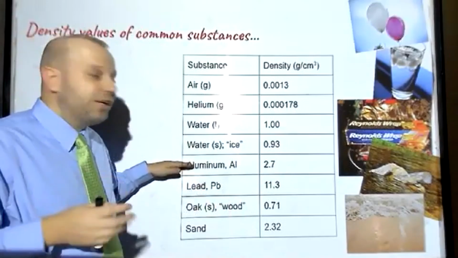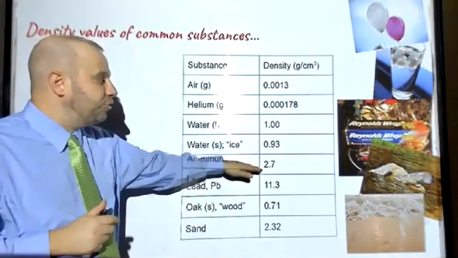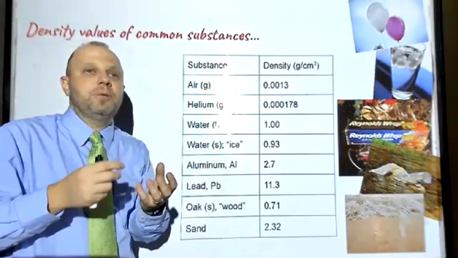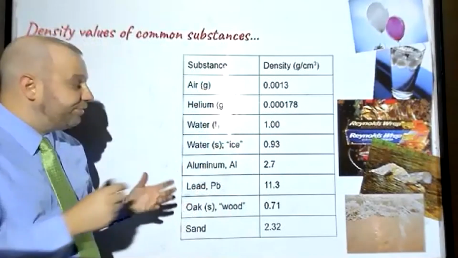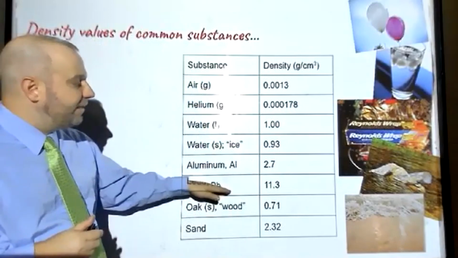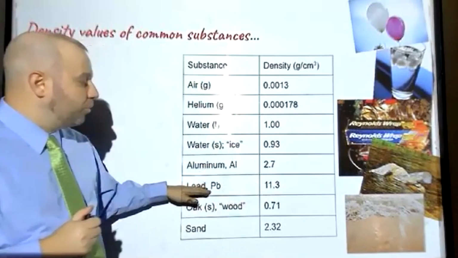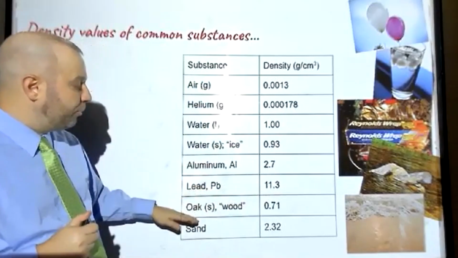Finally, if you look at these last four, I just picked a couple of different materials. Aluminum, which you're actually going to see in the lab, has a density of 2.7, much greater than anything up here. So if you take something that's made of aluminum, it's going to sink in water. Lead, also one of the more dense materials on the periodic table, is much more dense than aluminum, 11.3.